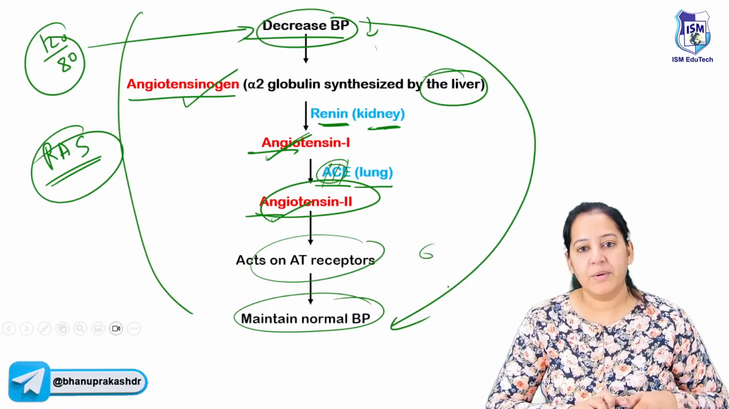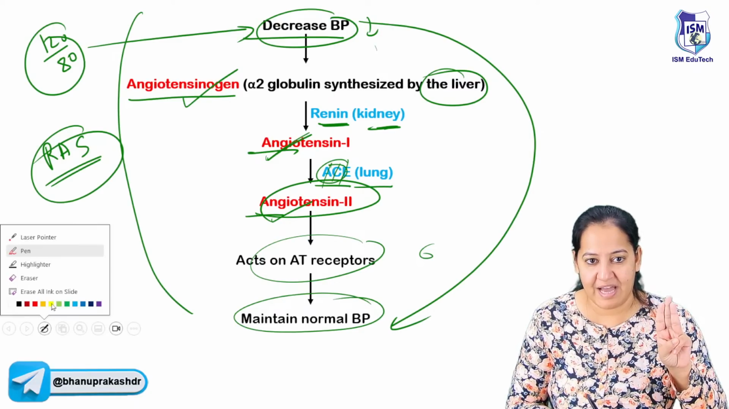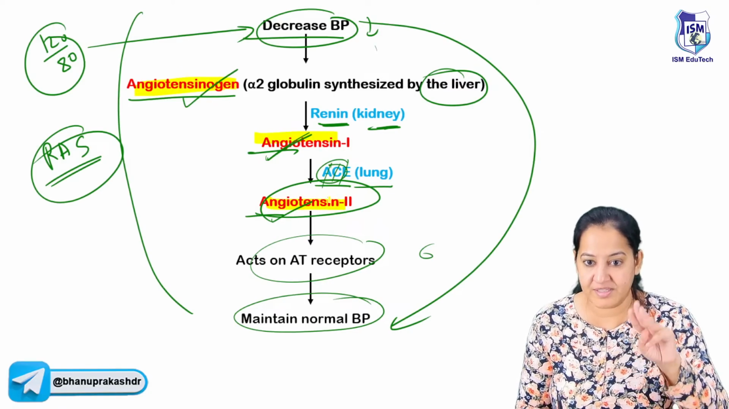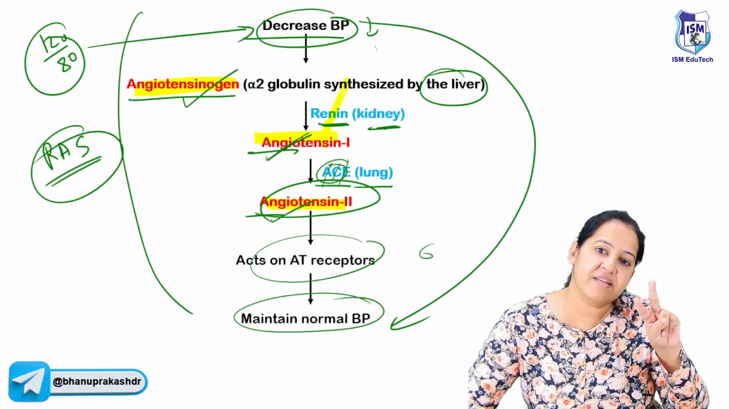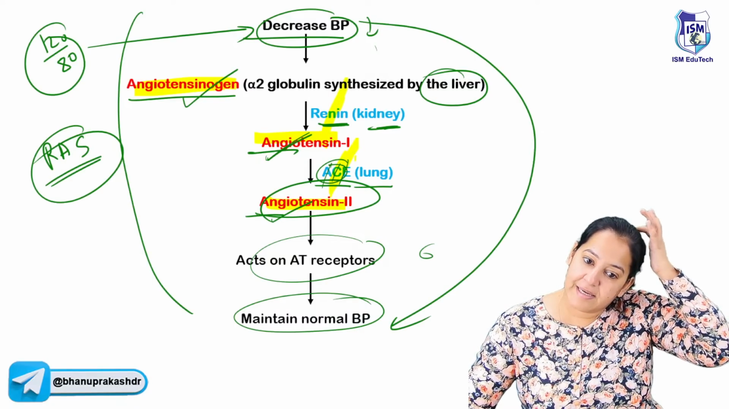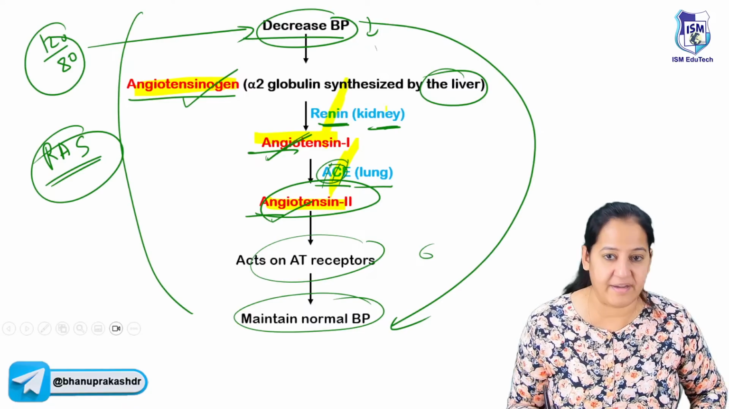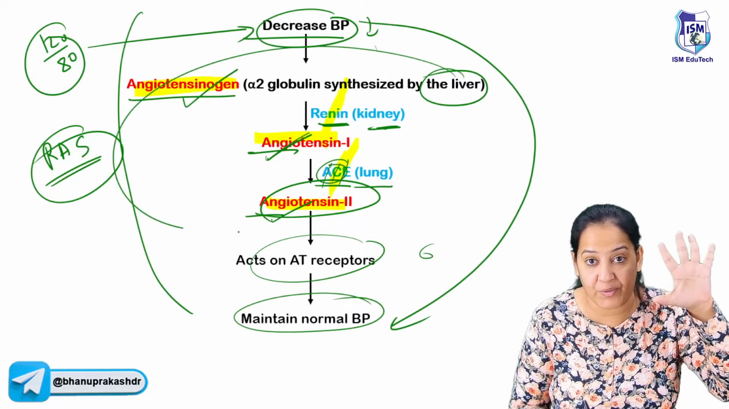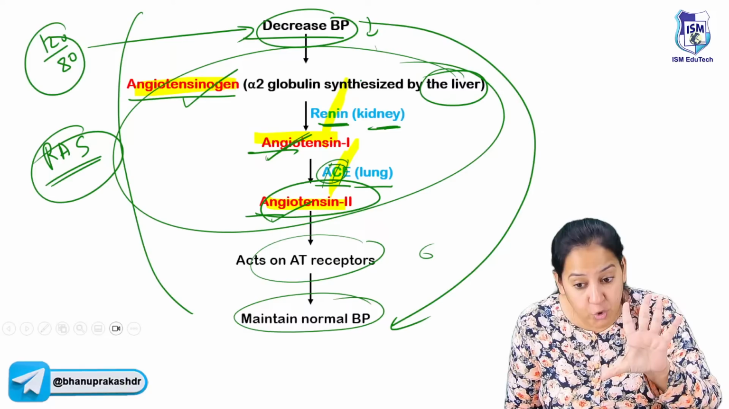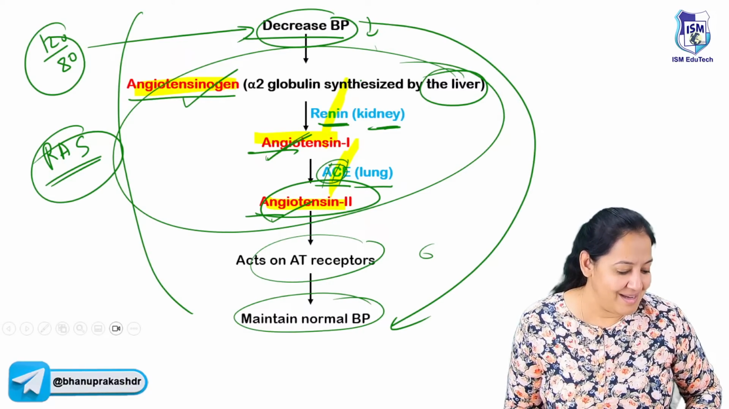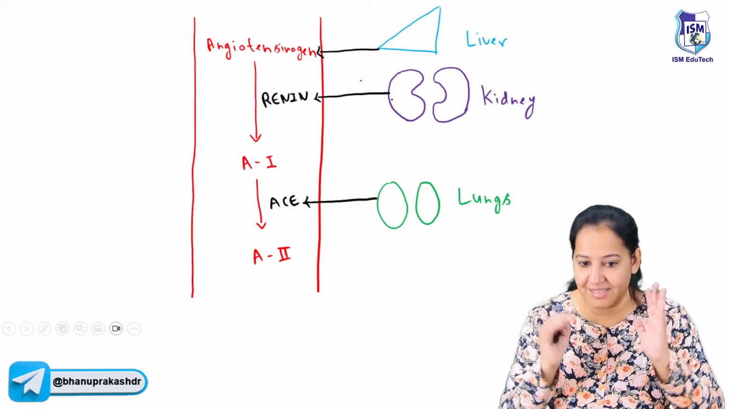It is an inbuilt mechanism. This RAS family has three proteins: angiotensinogen, which converts into angiotensin 1 and 2. These are the three proteins and two enzymes. The first enzyme is renin. The second enzyme is ACE. Renin is secreted by the kidney and ACE is secreted by the lung. And ultimately BP will be maintained again. So the five things together, the three proteins and the two enzymes, form a family, the RAS family, the renin-angiotensinogen pathway family.